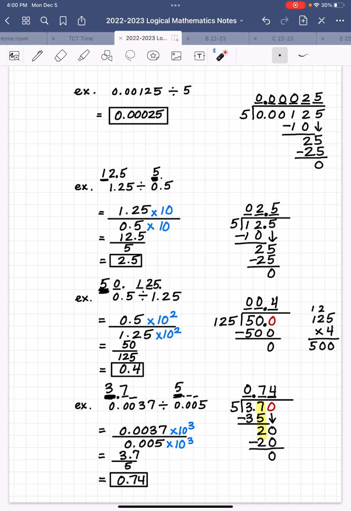And lastly, one final thing to think about. If you don't see the decimal point in your number, it is always to the right of all of that number. So it's to the right of all the digits. You can put it right in, and you can annex zeros to the right as long as you want to, okay? So mathematicians, I hope that you now understand how to divide decimals.